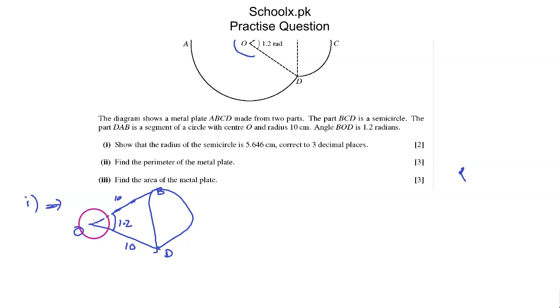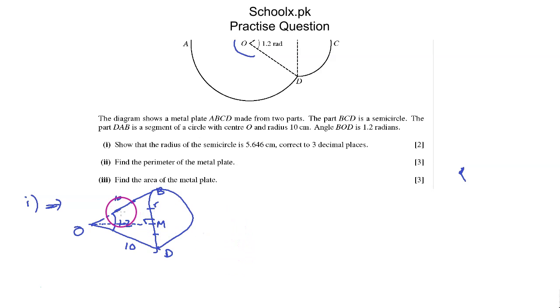Like I told you, this OBD is an isosceles triangle. So if I draw a line from this O vertex to the base, which is BD, this line will intersect the base at 90 degrees and will be at the midpoint of the base. This part will be equal to this part. So all I need to do is to find this part, which will be equal to the radius of the semicircle. So let's mark this point as M.